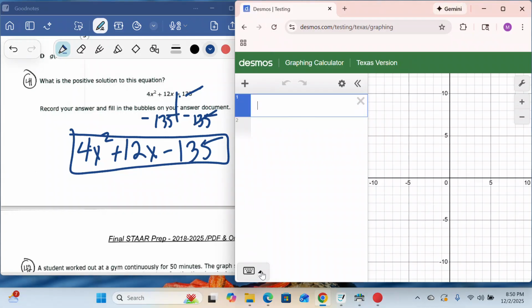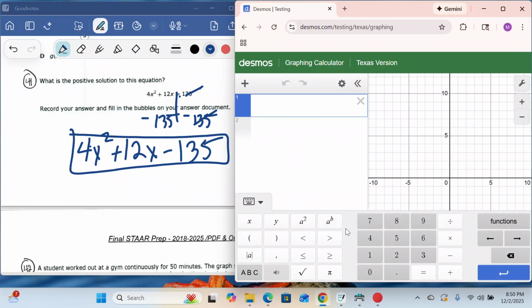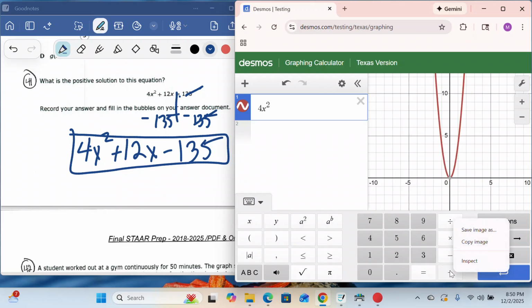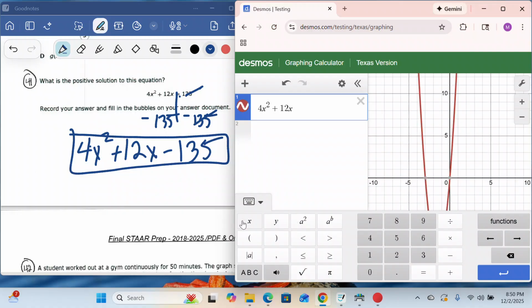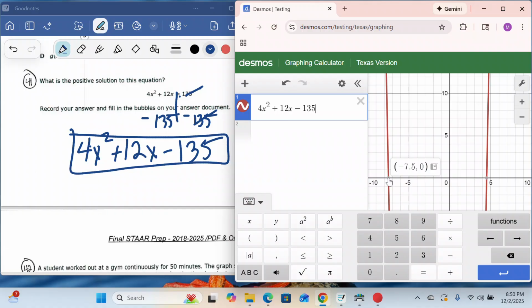So then I'm going to go ahead and input it for x squared, and the reason I did that is I set it equal to 0, and it turned it into an equation. So I'm going to go ahead and input 4x squared, positive 12x, minus 135. And there it is, my answers. I have a negative 7.5 as one of my answers. That is one of my zeros. And I have a 4.5 as another answer.